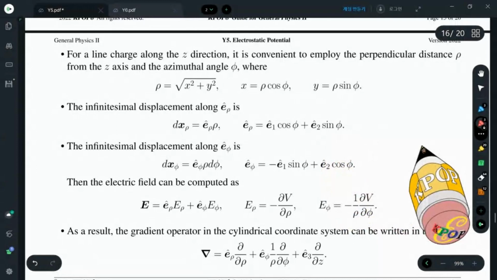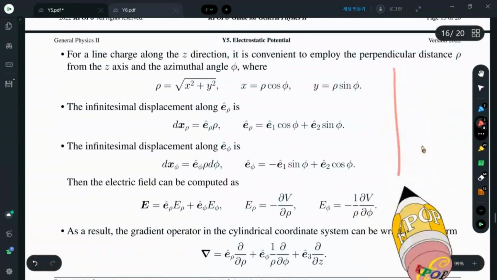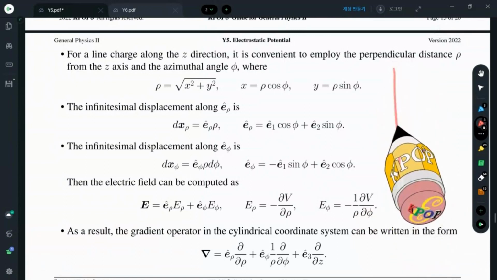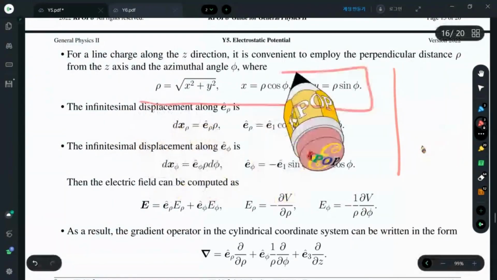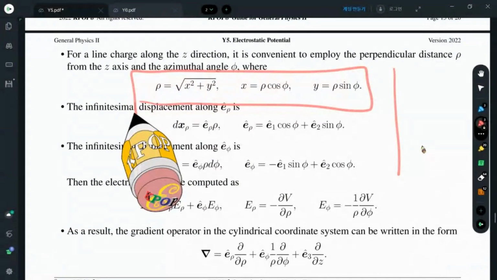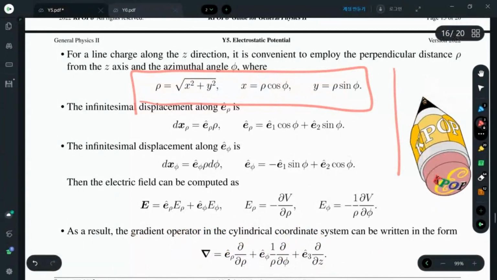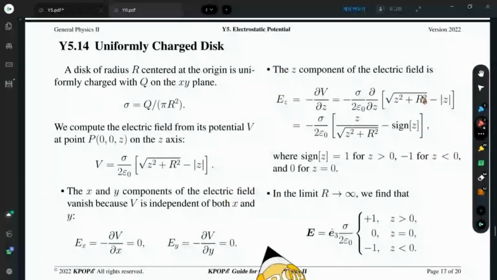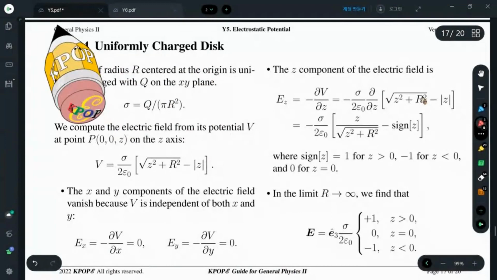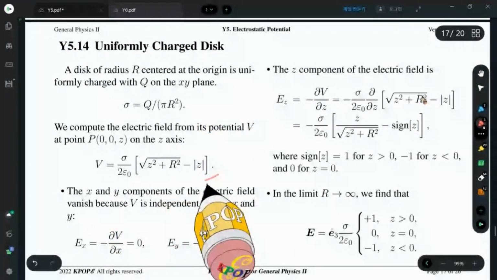When you need to do some calculation, you had better find the best coordinate system. For example, if you consider a line charge distribution along a straight line, you had better choose the cylindrical coordinate system. In that case, the electric field can be computed in such a manner. This problem is exactly solved in checkpoint Y5, and you can repeat that calculation. Let me tell you the final result.